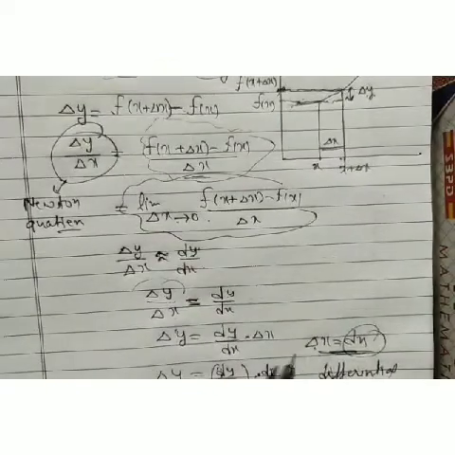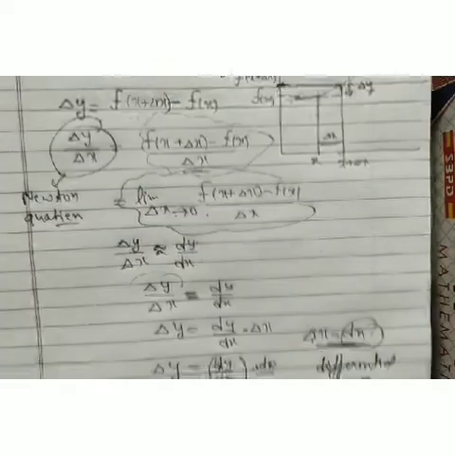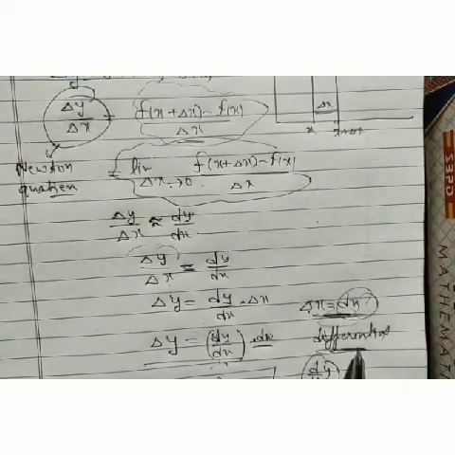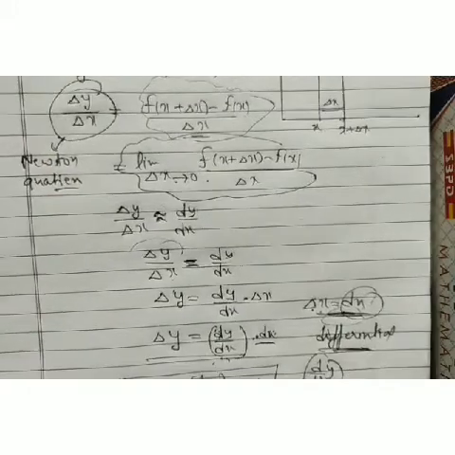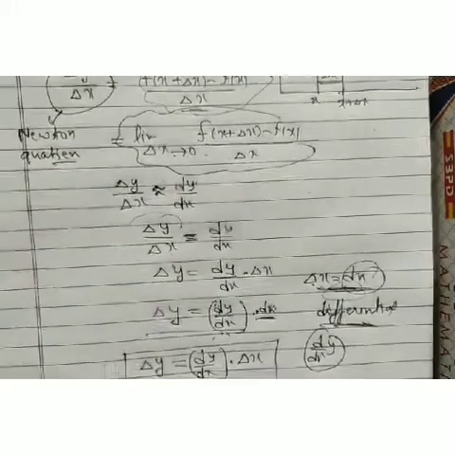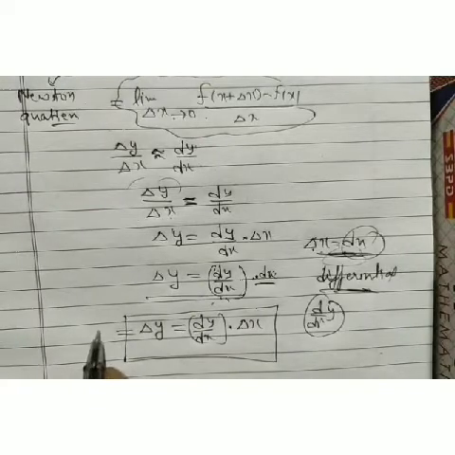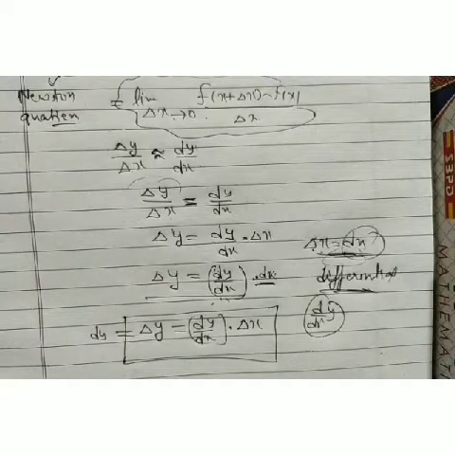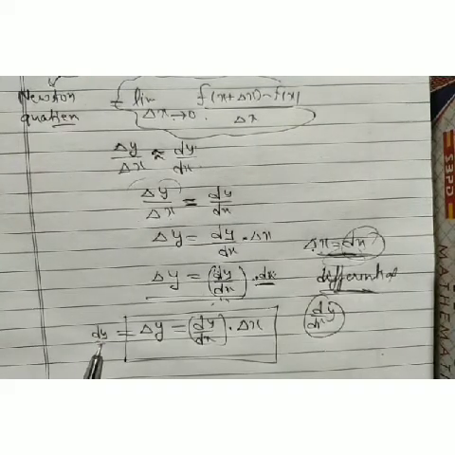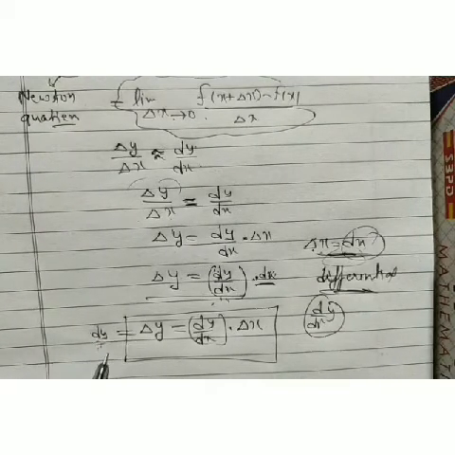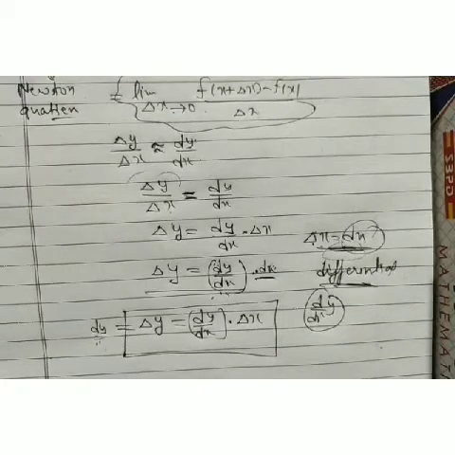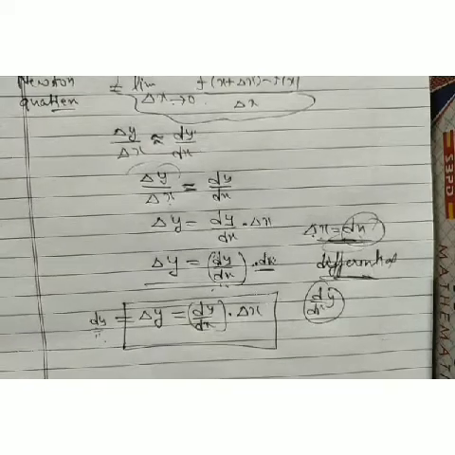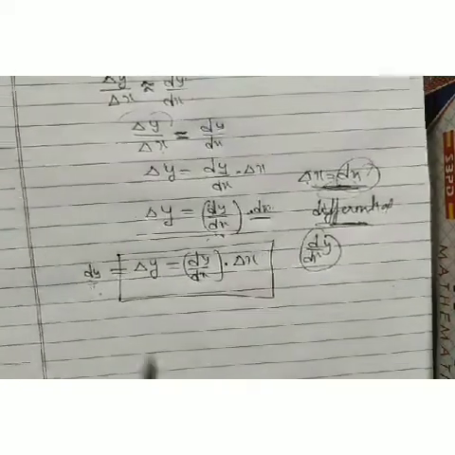We can justify this by regarding dx as a new independent variable, called the differential of x, and defining a new dy, called the differential of the function y. Then we get the definition of differential for any curve y equal to f(x).